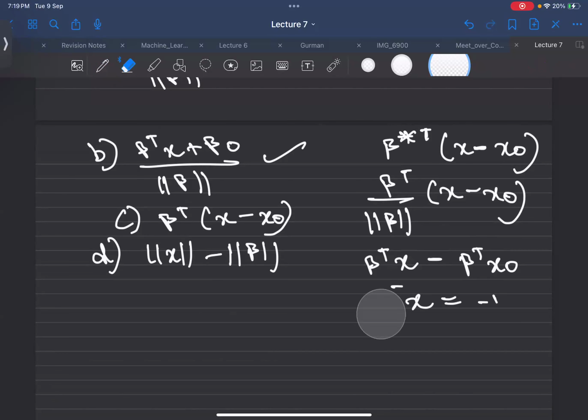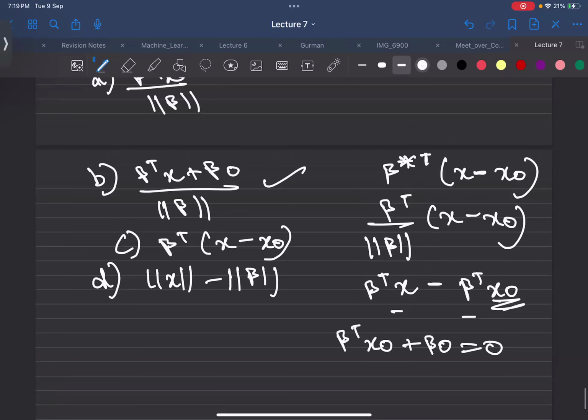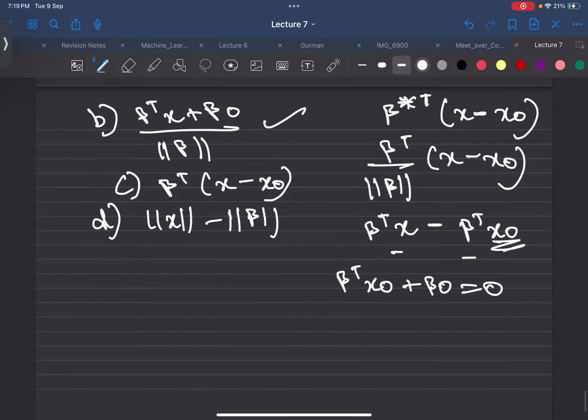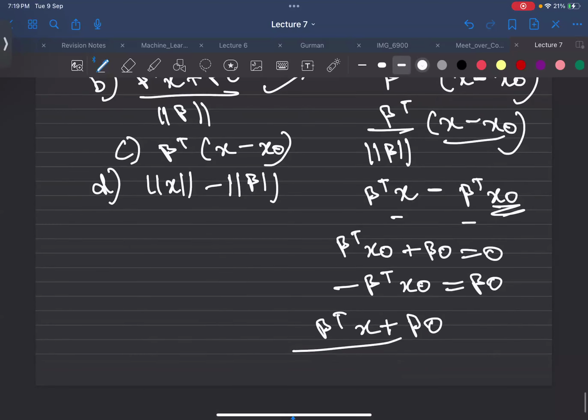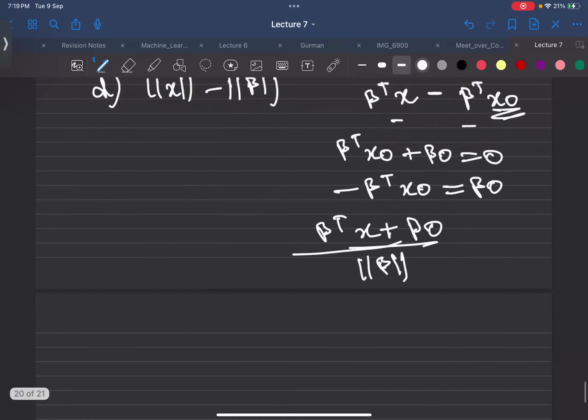Minus beta transpose X naught. And the other was that X naught is lying on the hyperplane. So I was saying beta transpose X naught plus beta naught is equal to 0. So beta transpose X naught is equal to minus beta naught. So I can replace this by this. Okay, not understanding this. I'll come to it again.